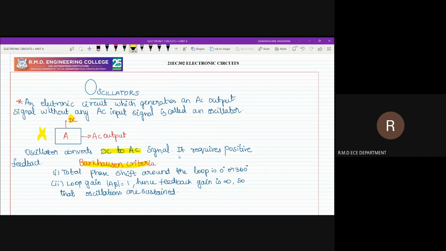Once you substitute in the formula of positive feedback, that is Af equals A divided by 1 minus A beta, since it is positive feedback. If I substitute A beta equal to 1, the entire answer becomes infinity. So the feedback gain I am getting is infinity, so the oscillation will be sustained.